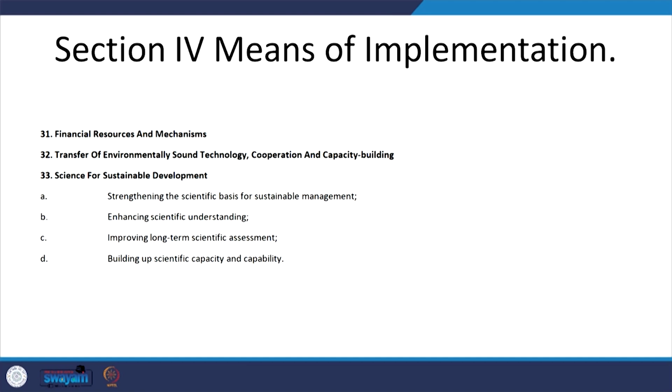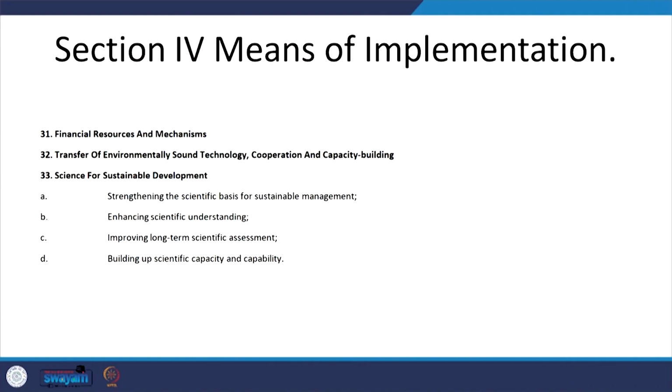The means of implementation are the most important, beginning with financial resources and mechanisms, which to a large extent the United Nations or the international community has driven through organizations like the World Bank and the funding mechanism. The next is transfer of environmentally sound technology, cooperation and capacity building. Here we have seen increased cooperation between different countries in developing environmentally sound technology and transferring it, and also capacity building. The third is science for sustainable development.